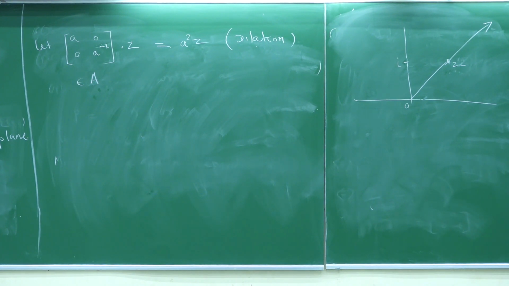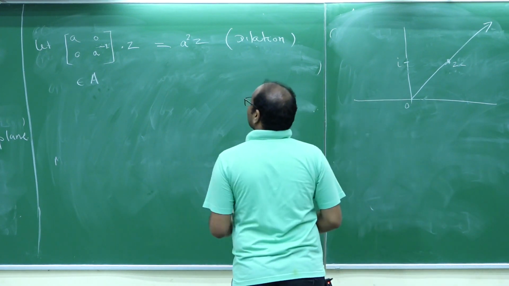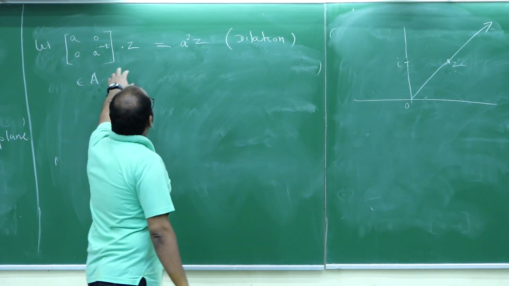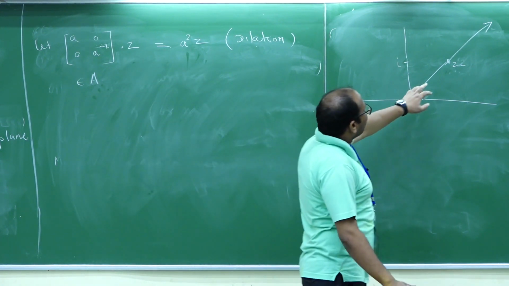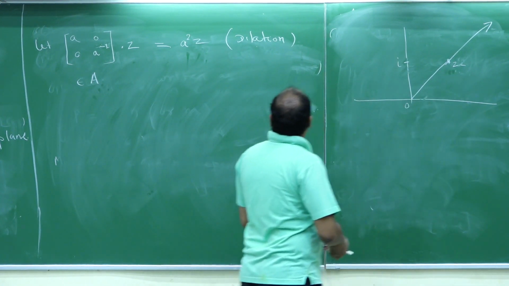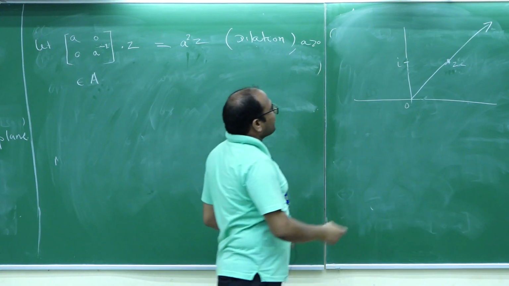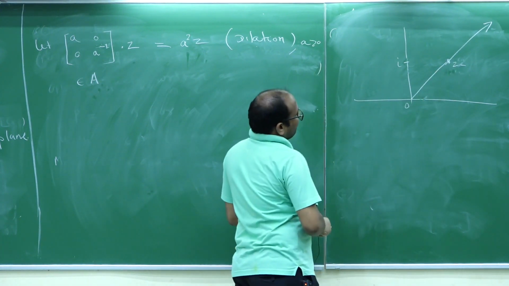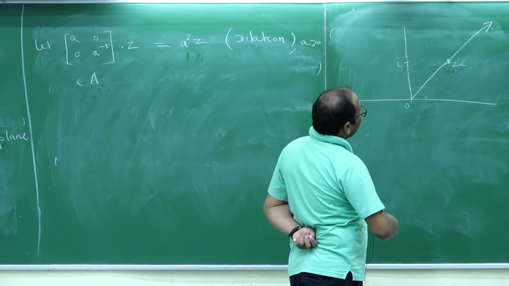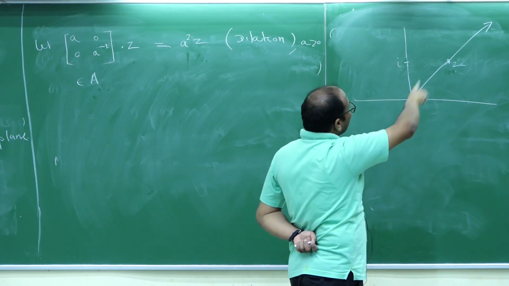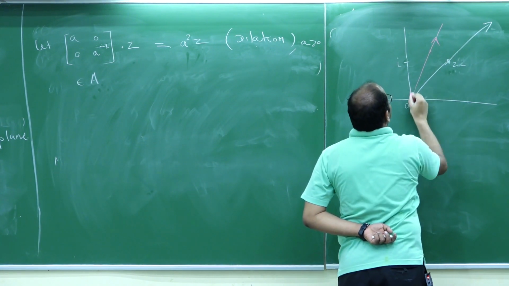So what I'm saying is, if you take any element of A and apply it to Z, it will be A squared Z. And you want to find the A orbit of Z. For that reason, you have to vary A over all A greater than 0. So you will get exactly the ray which starts from the origin 0 and passes through this point Z. Okay, so these are really my A and B.